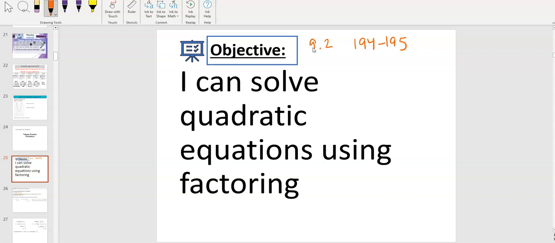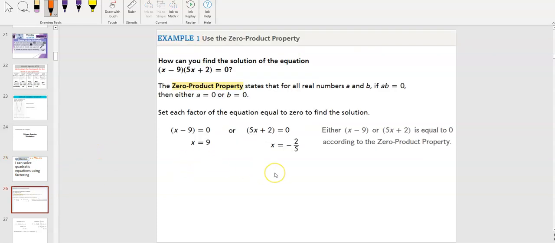Kirk math. All right, ladies and gentlemen, we are on 9.2, and we are on student companion pages 194 to 195. Our objective today is to learn how to solve quadratic equations using factoring. So we've done factoring before, and we've done factoring on quadratic equations before you really knew what they were. But now we're going to kind of put them together and use them.